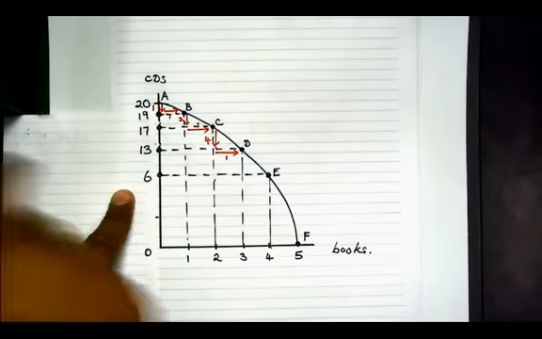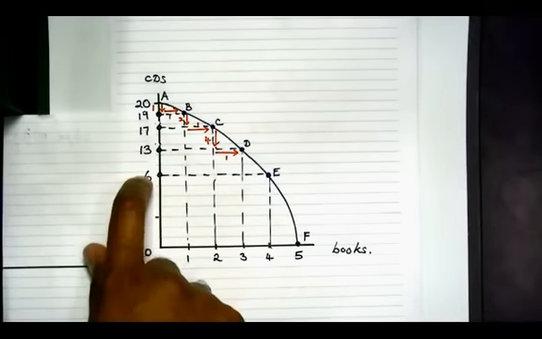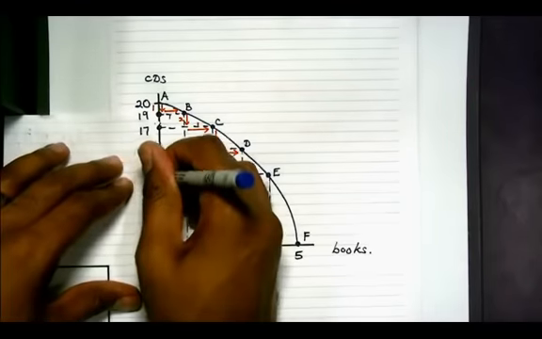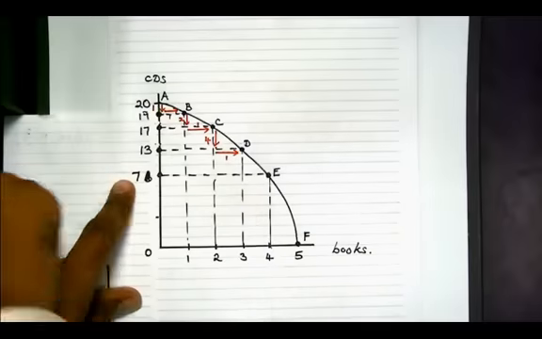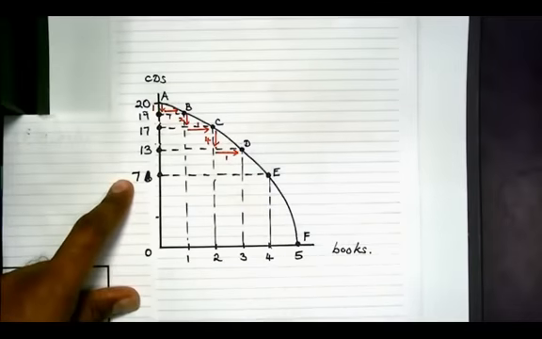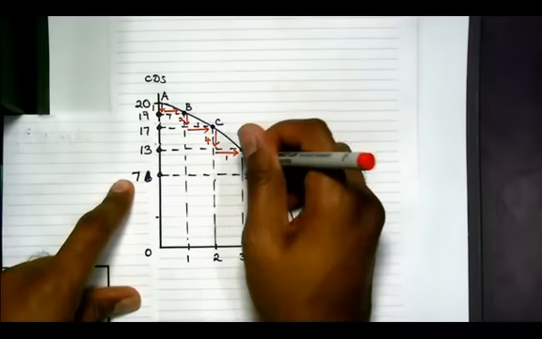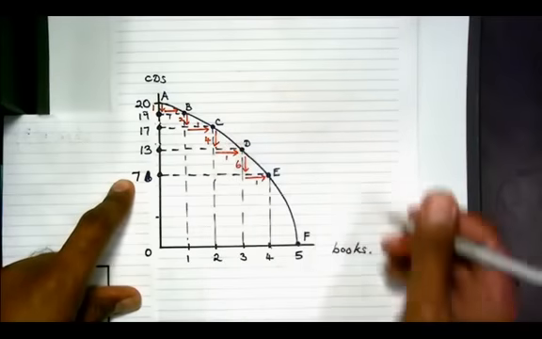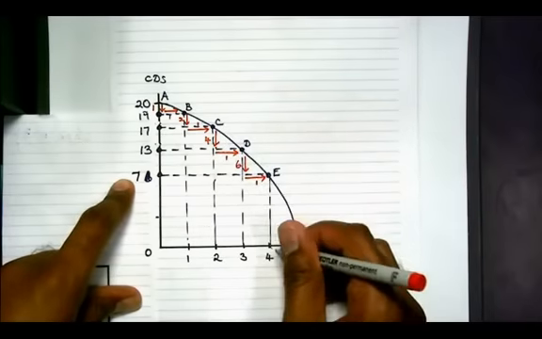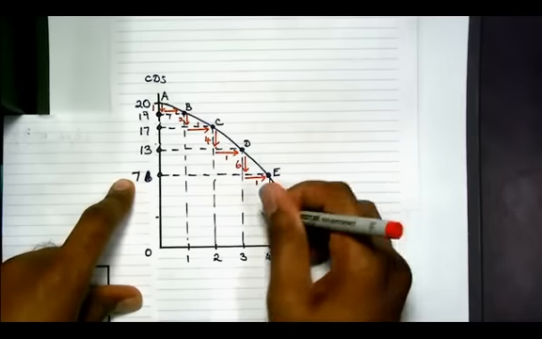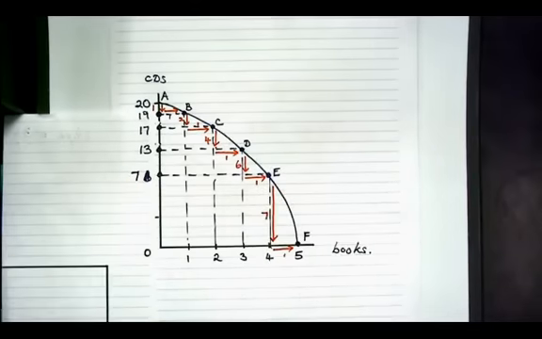And I apologize, this number should not be 6, this number should be 7. To make the next extra book, we need to sacrifice 6 CDs, and to make the next extra book, we need to sacrifice 7 CDs. Is that okay?